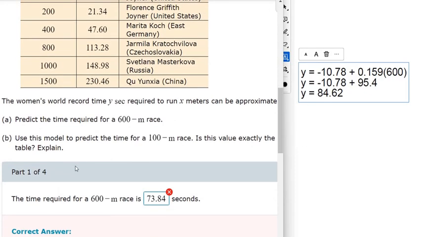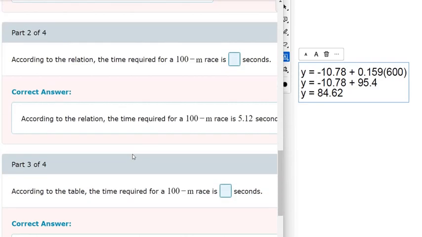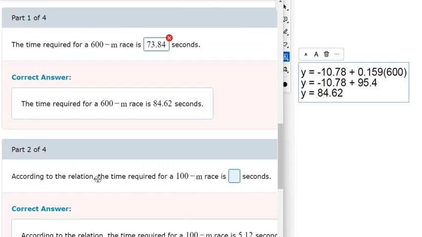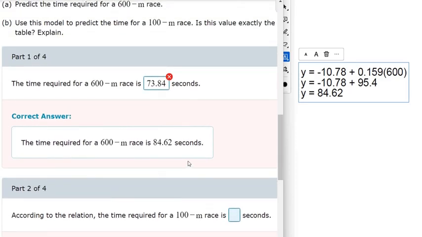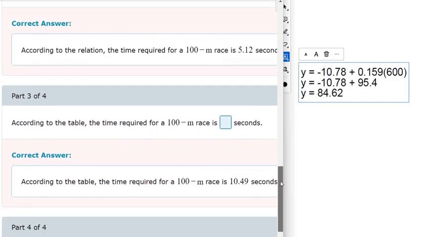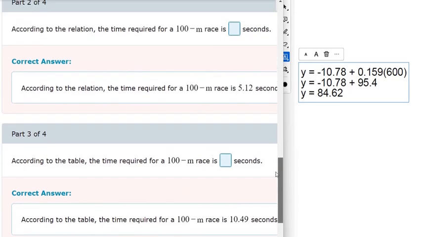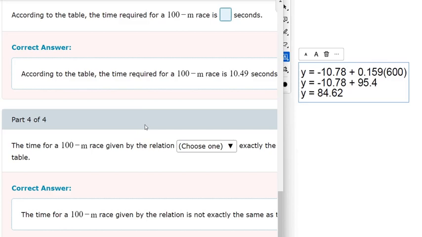For part B, use this model to predict the time for a 100-meter race. Actually, what else does it say here? Oh, it's given away. Well, I'm giving away the correct answers. Part 2 says, according to the relation, the time required for a 100-meter race is... that would be the same thing. You'd plug in 100 for x and then simplify. Okay, so plug 100 instead of 600 in for x. And then for part 3, it says... oh, that's the same thing. Okay, so part 2 and part 3 are the same thing.